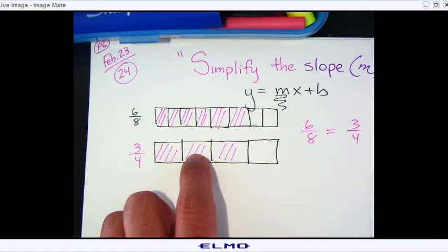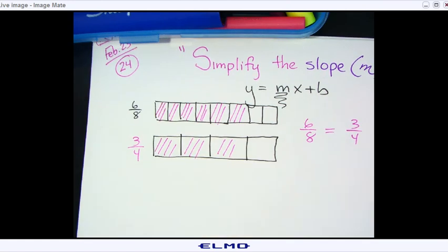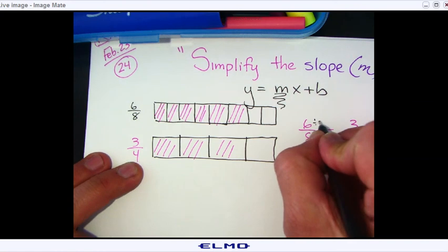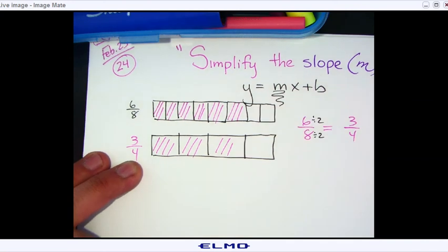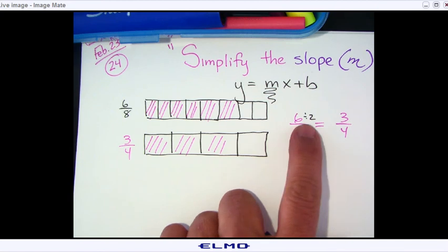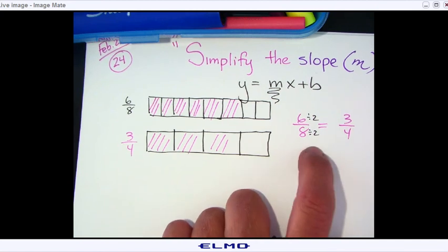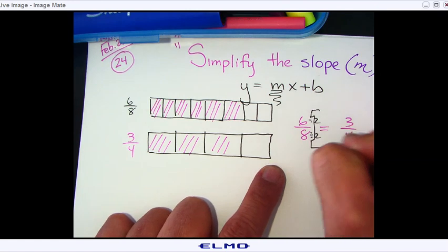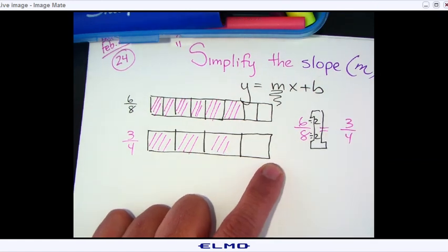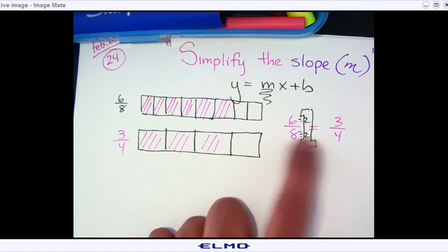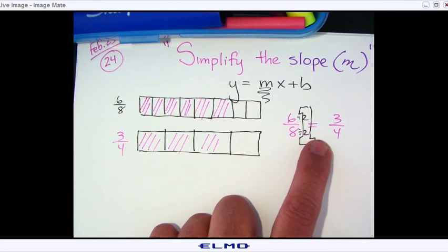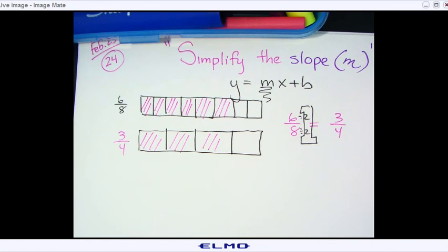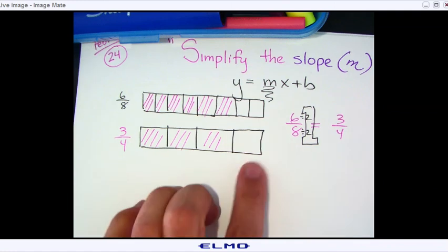Now, instead of drawing the boxes, what do you do? You could divide. So I could divide by 2, top and bottom. 6 divided by 2 is 3, and 8 divided by 2. You got to use the same number because that's your giant 1. That's your giant 1. Okay, so these two fractions are equivalent. Ooh, that's pretty cool. Of course they are. All right. So for the most part, this is what we're going to be doing.